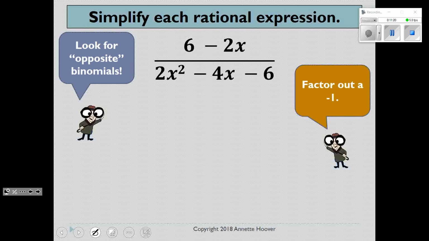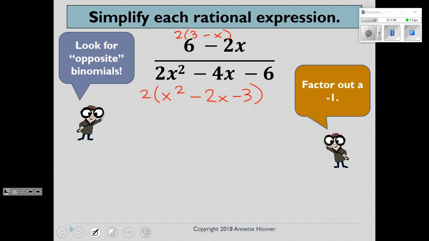Let's practice that again. On top, we have a binomial. It is not the difference of two perfect squares, but we can factor out a 2. That would leave us with 3 minus x on top. On the bottom, there is a greatest common factor. Remember, the first step of factoring is always to check, is there a greatest common factor for all three terms? All of them have a common factor of 2. So if I divide each term by 2, that gives me x squared minus 2x minus 3.